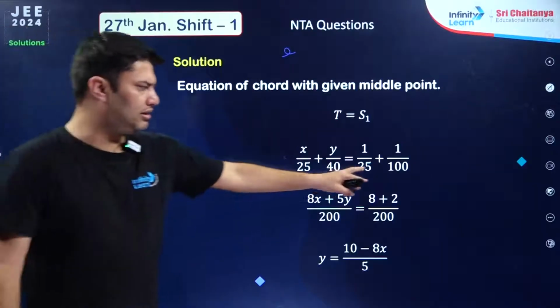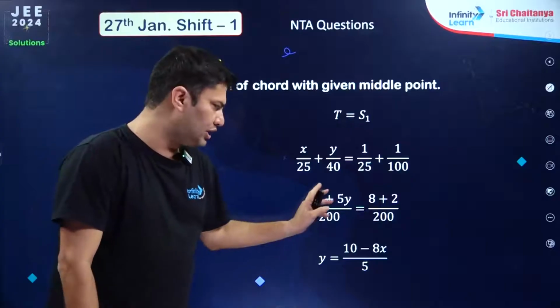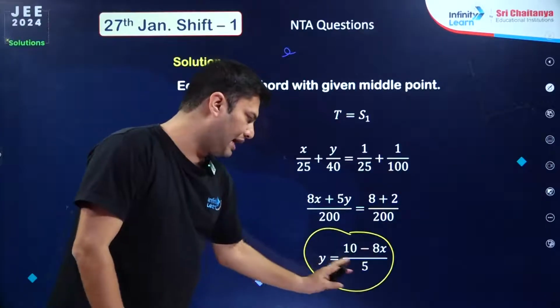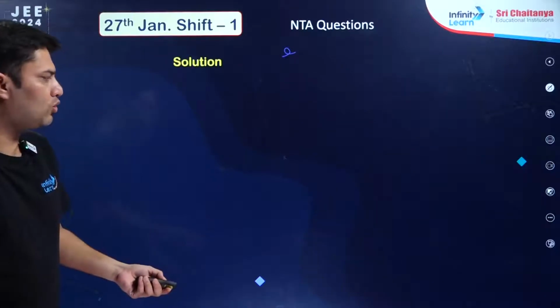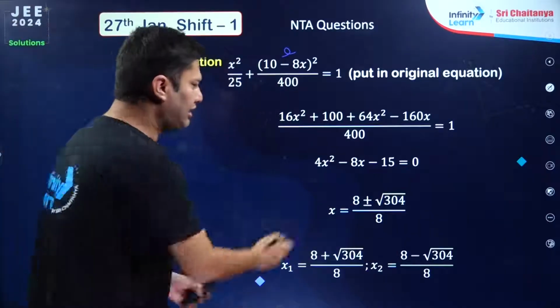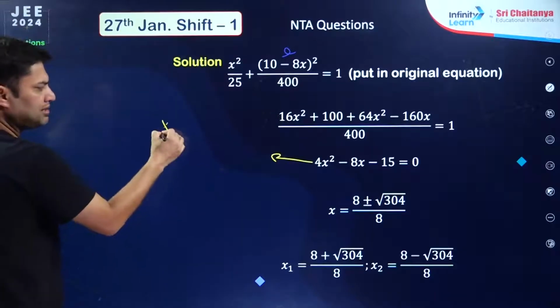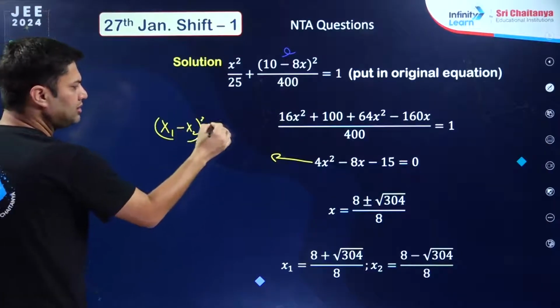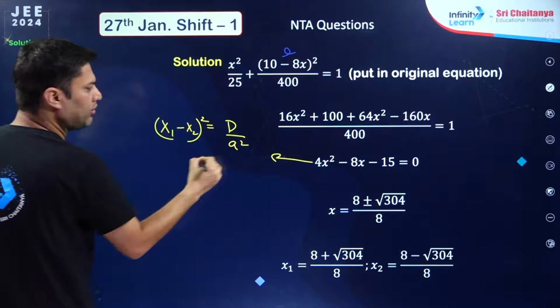Same thing. You get the equation of the chord. So this is the equation of the chord. And put y in terms of x, you will get a quadratic in x. Here we have found the roots, but you don't need to find the roots. You can directly find x1 minus x2 whole square. x1 minus x2 square is simply discriminant upon a square.